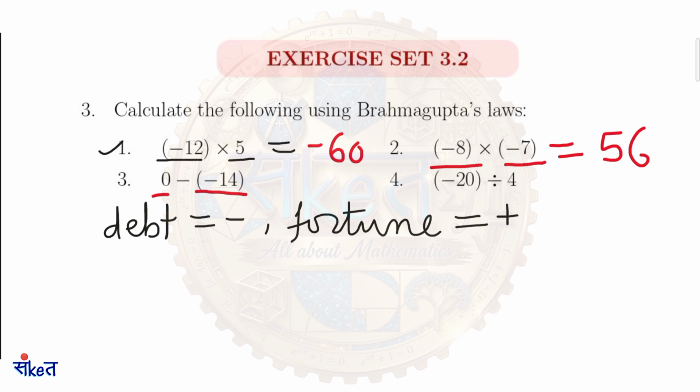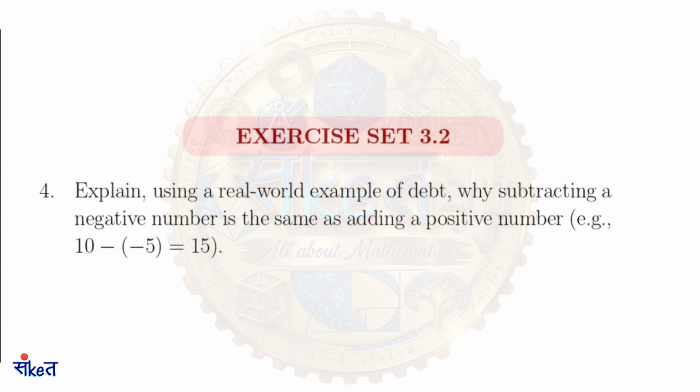Third law, subtracting debt from 0 is a fortune. So 0, debt into debt, fortune. So 0 plus 14, 14. And last, a debt divided by fortune is a debt. So minus 20 divided by 4 is equal to minus 5. Next question, question number 4.